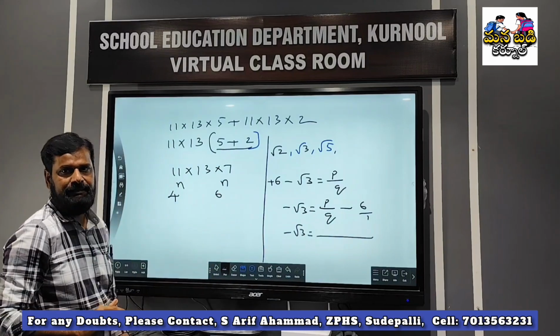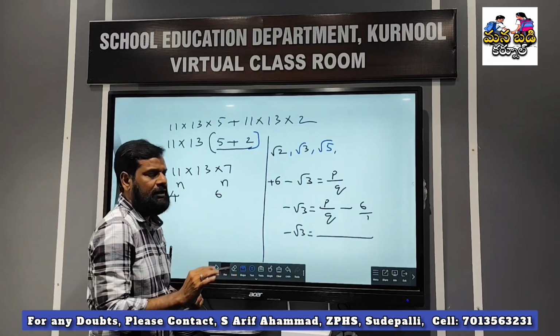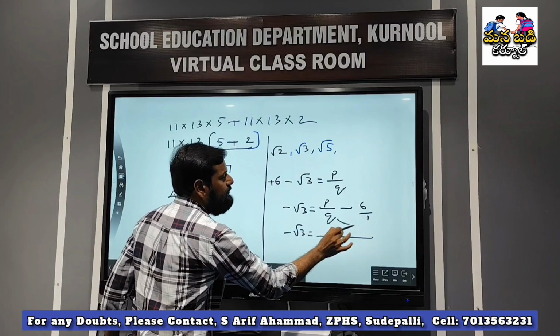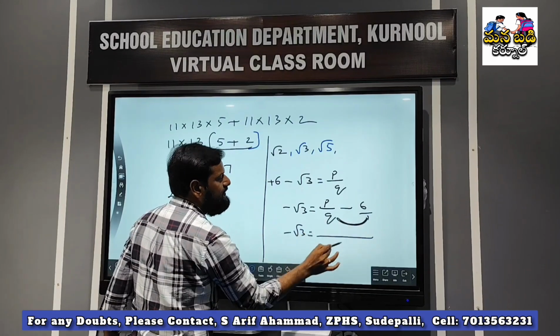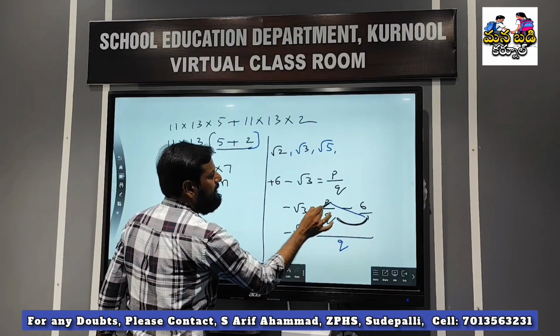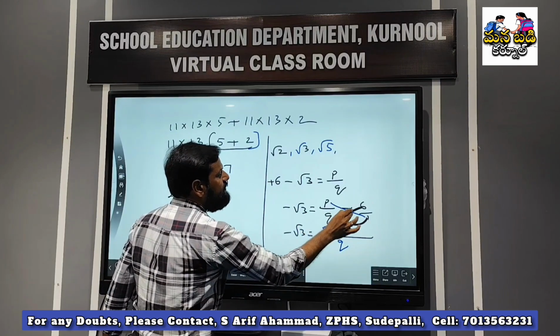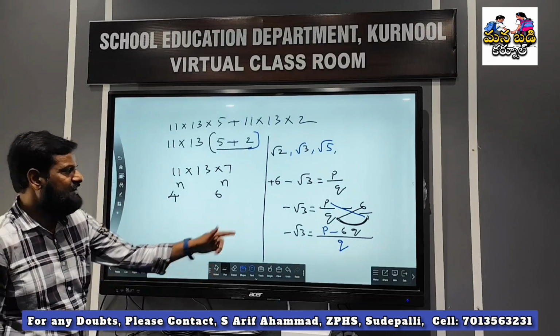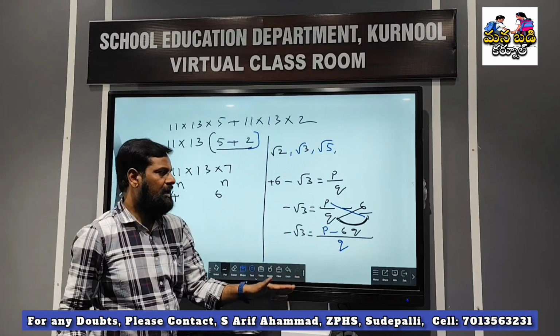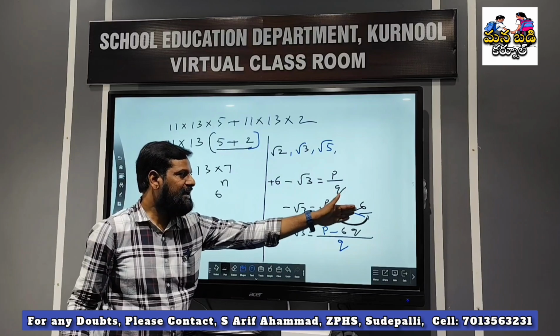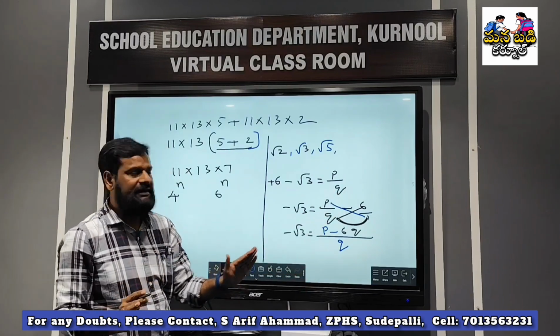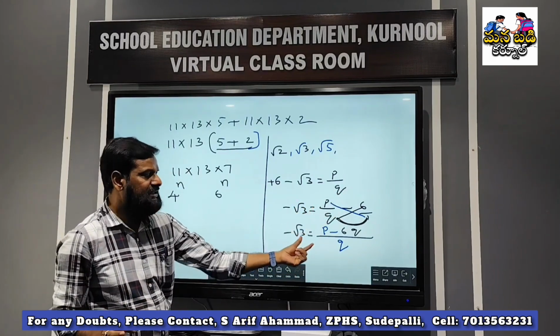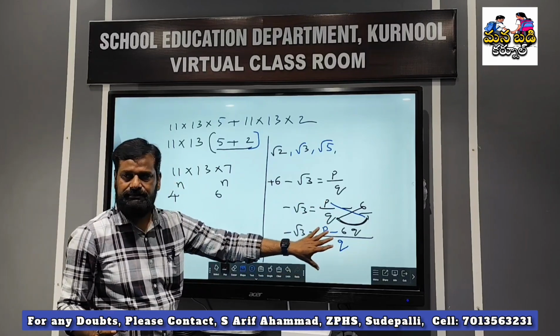You keep it by 1. Here the problem is coming. Up to here they are writing perfectly, but here they are not taking the LCM. As we said, butterfly method: Q1 gives Q, P1 gives P, 6Q gives 6Q. This step they are missing. They just write P minus 6 by Q or P minus Q by 6. In different ways they are writing. At least they have to practice this one.